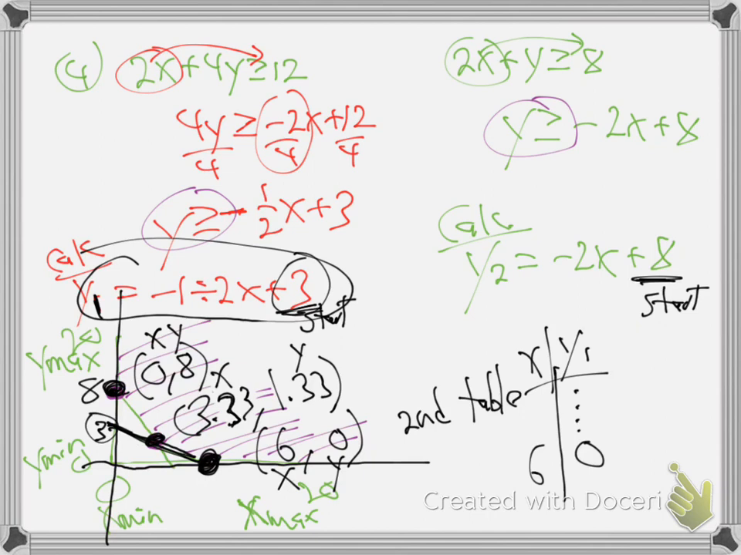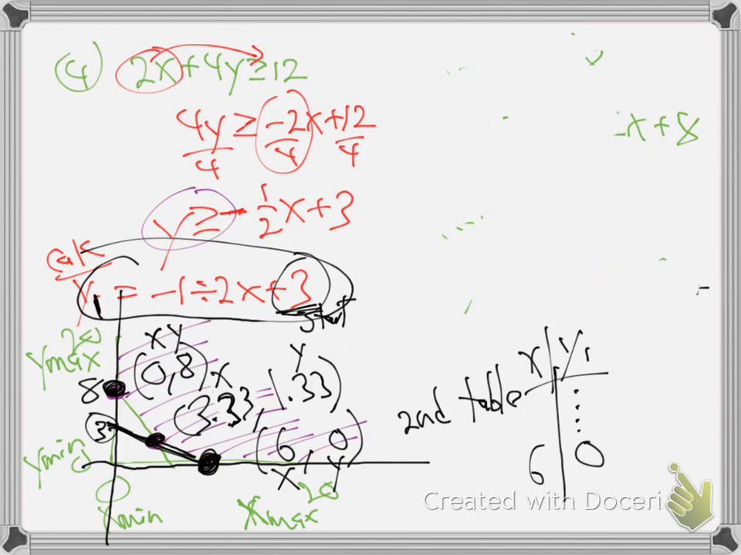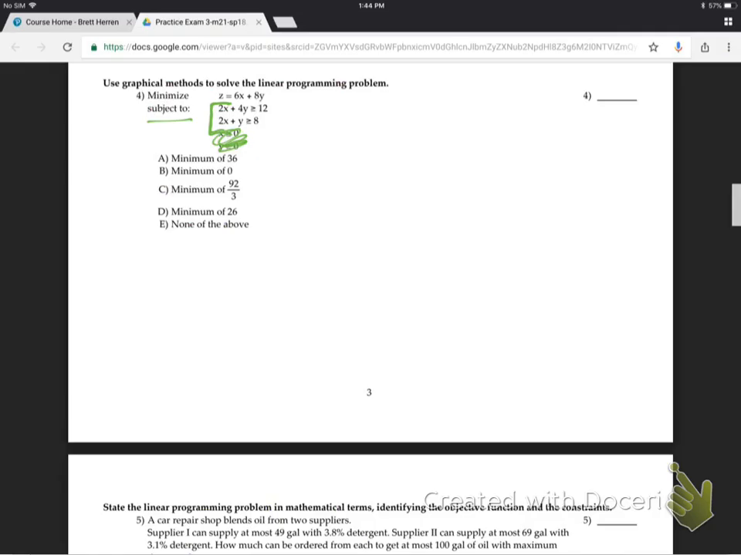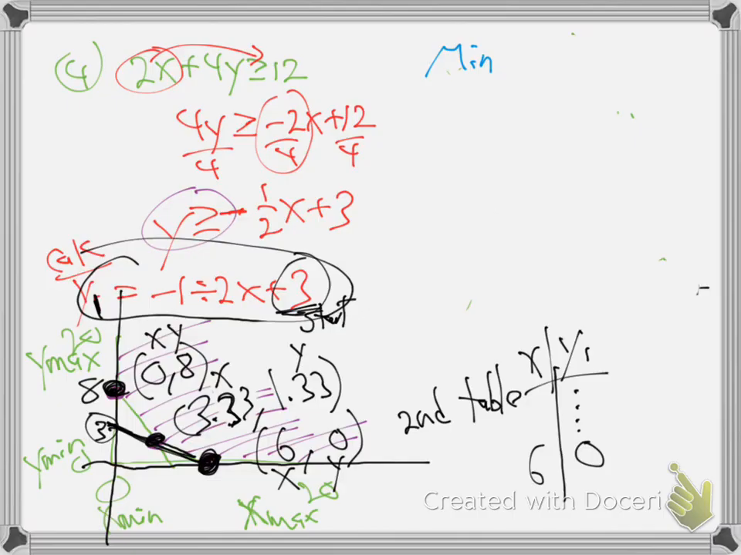So 6, 0. This is probably the longest problem in the test, where we have to graph them and find the net, because now we have to plug those in. So now I have to come up here and plug all those in and pick the minimum. We're trying to find the minimum, right? So now I'm trying to minimize what? 6x plus 8y. 6x plus 8y.